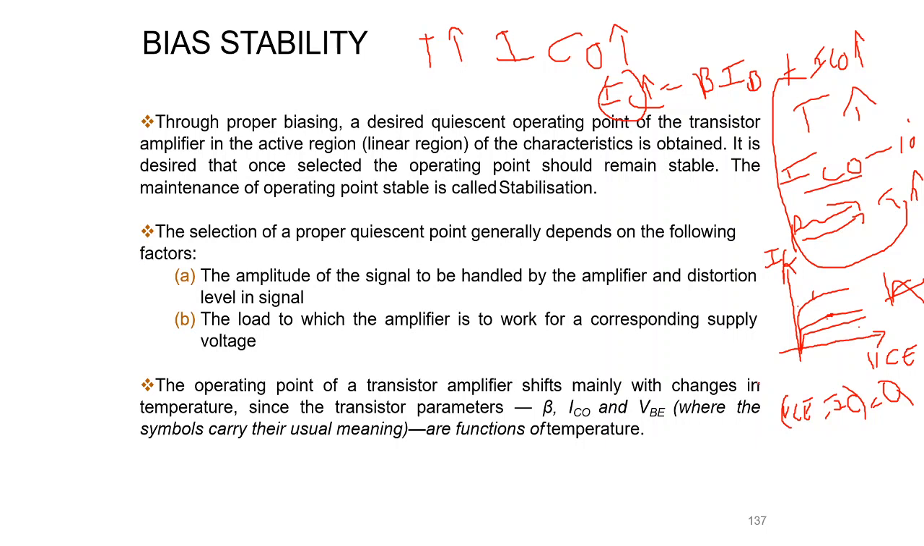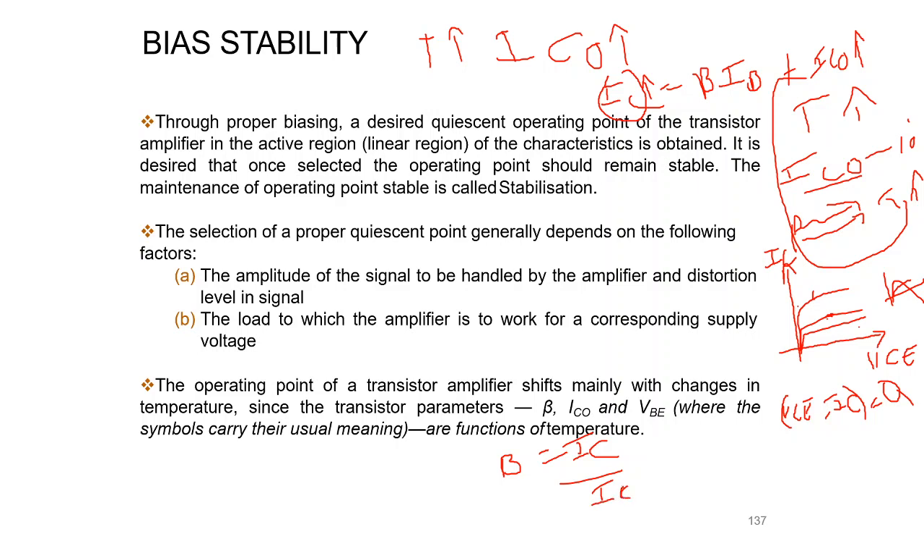And the operating point of a transistor shifts mainly with temperature changes, since the transistor parameters beta, IC0 and VBE depend upon the temperature. So what is the beta value? Beta is nothing but the output current IC divided by the input current, which for CE is IB.